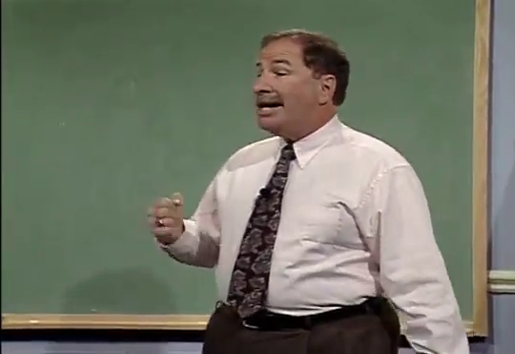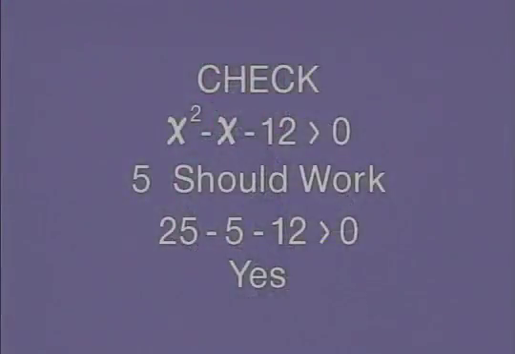So in our next visual, we see that we've chosen to use 5 because 5 is greater than 4. It should work. We plug 5 into the original inequality, not into the factored part, but into the original, which was x squared minus x minus 12. 5 squared is 25, minus 5, minus 12, and that is 8. 8 is certainly greater than 0. So 5, which should work, does.